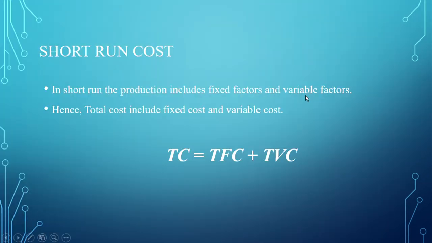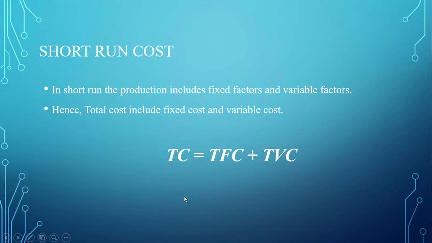Clear? Now we are going to study, so as I said before, here also we are going to study about short run and long run. In short run, you know that there are two types of factors. One is fixed factors and another one is variable factors. So the cost that we allocate for fixed factors we say as total fixed cost, and cost that we allocate for variable factors we say as variable cost. So in short run, total cost includes total fixed cost plus total variable cost.